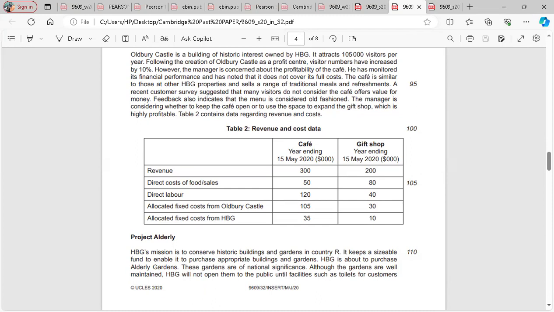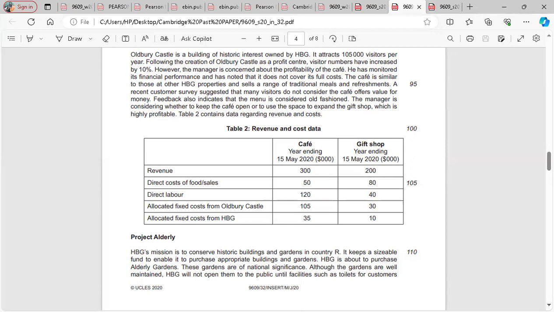All right, so here for contribution, the formula for contribution is total revenue minus direct cost. Our direct costs here, for the cafe, are the direct cost of food and direct labor. Do you get it? Direct cost of sales is direct, and direct labor is direct, not indirect. So these are the two direct costs we have.